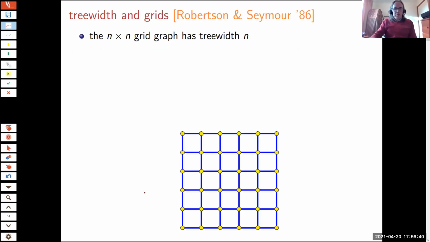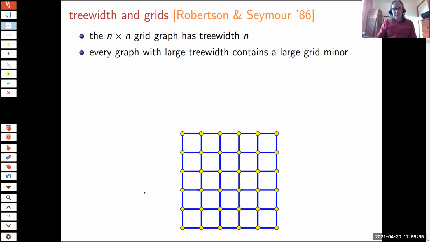So what graphs do not have bounded treewidth? The canonical example is the n by n grid. This planar graph here has treewidth n. You can see for yourself that this does not look like a tree, hopefully. And it is the canonical example because Robertson and Seymour proved that every graph with large treewidth contains a large grid minor. Having a grid minor is like the certificate that says the graph has large treewidth.